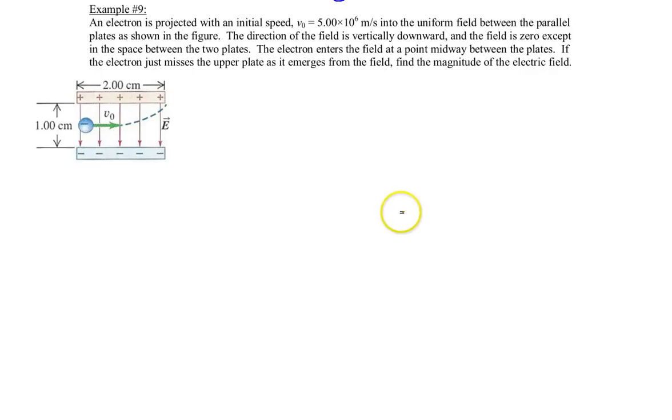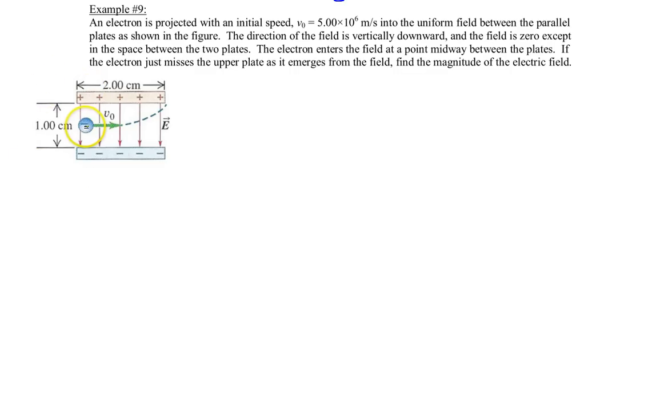Okay, welcome to example 9. We have a problem that involves a uniform field. We have electric field here, here, here, here. This is uniform because it's equally spaced between these two plates. This must be hooked up to a battery. One terminal is positive, the other terminal is negative.